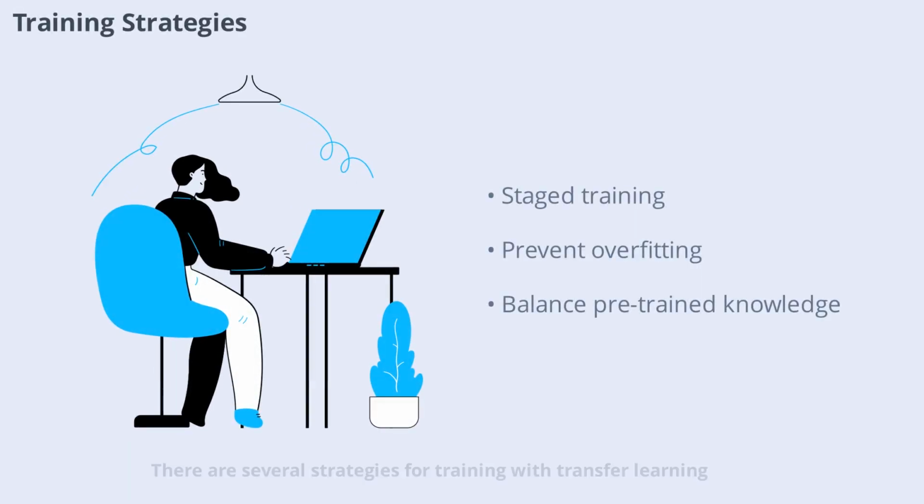There are several strategies for training with transfer learning. You might start by training only the new layers, then gradually unfreeze and fine-tune more layers as needed. This staged approach helps prevent overfitting and makes the most of the pre-trained knowledge. Experimenting with different strategies can help you find the best balance for your project.